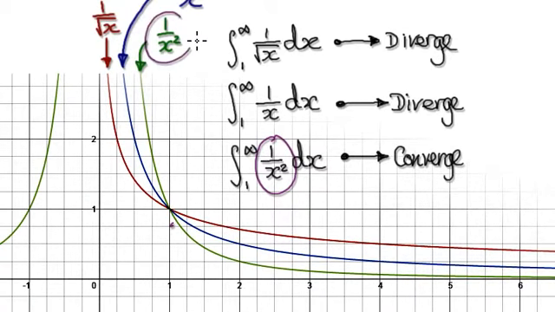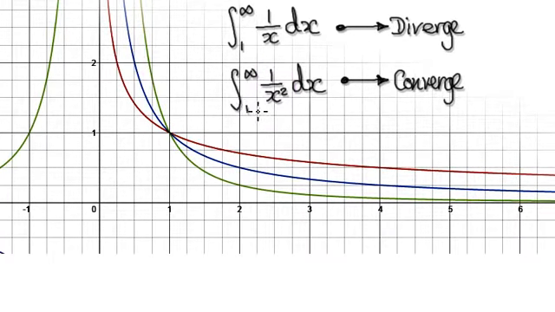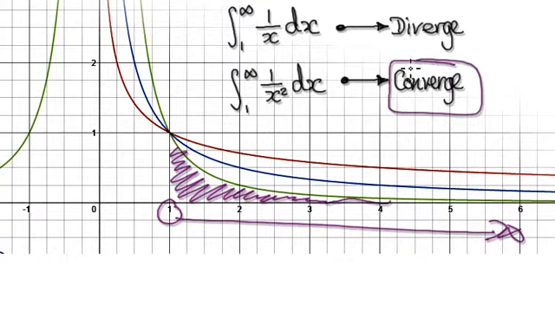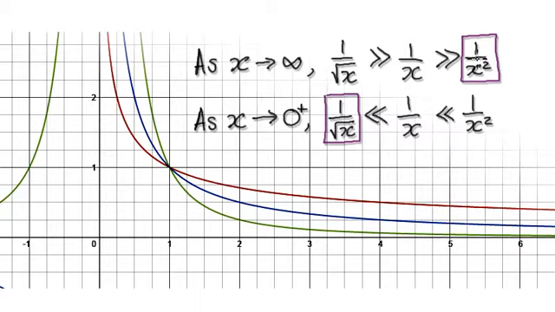If you look at the area from 1 to infinity of the green line, that's this area here. This area here will actually converge. Okay, so if you can, try to commit the following to memory.